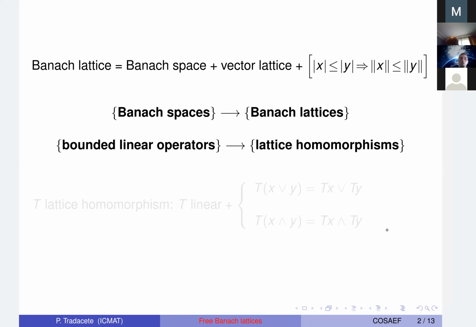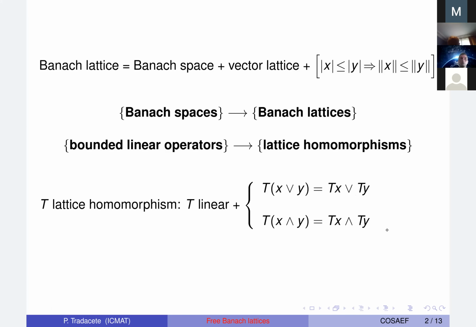Okay, so throughout all this talk, when I say lattice homomorphism, I always mean a linear lattice homomorphism. That is an operator which commutes with, of course, the linear structure and the lattice structure, and in particular, we know this is always a continuous map.